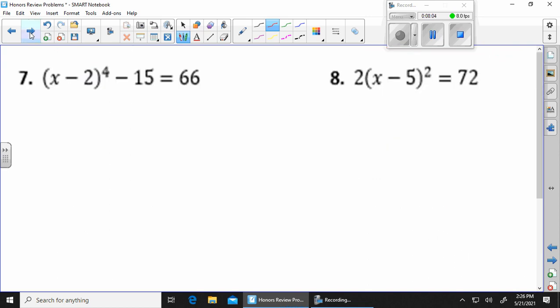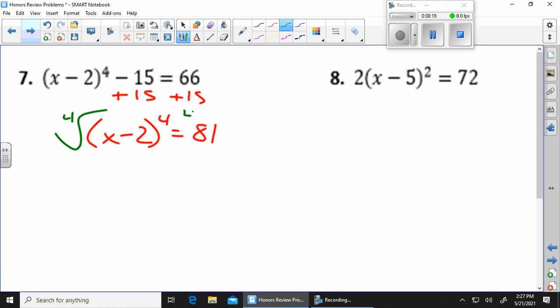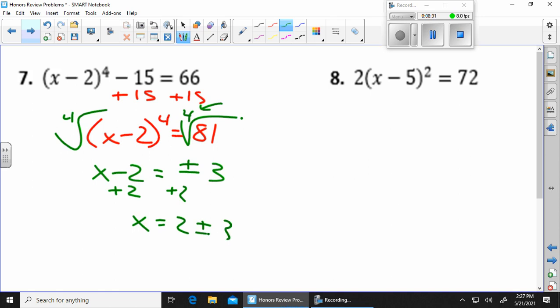Number 7 and 8. Isolate the thing being raised to a power. Add 15. X minus 2 to the 4th equals 81. How do you get rid of a 4th power? You 4th root it. That gives you x minus 2. It's an even root, so you got to put plus or minus. 4th root of 81 is 3. Add 2. 2 plus or minus 3.